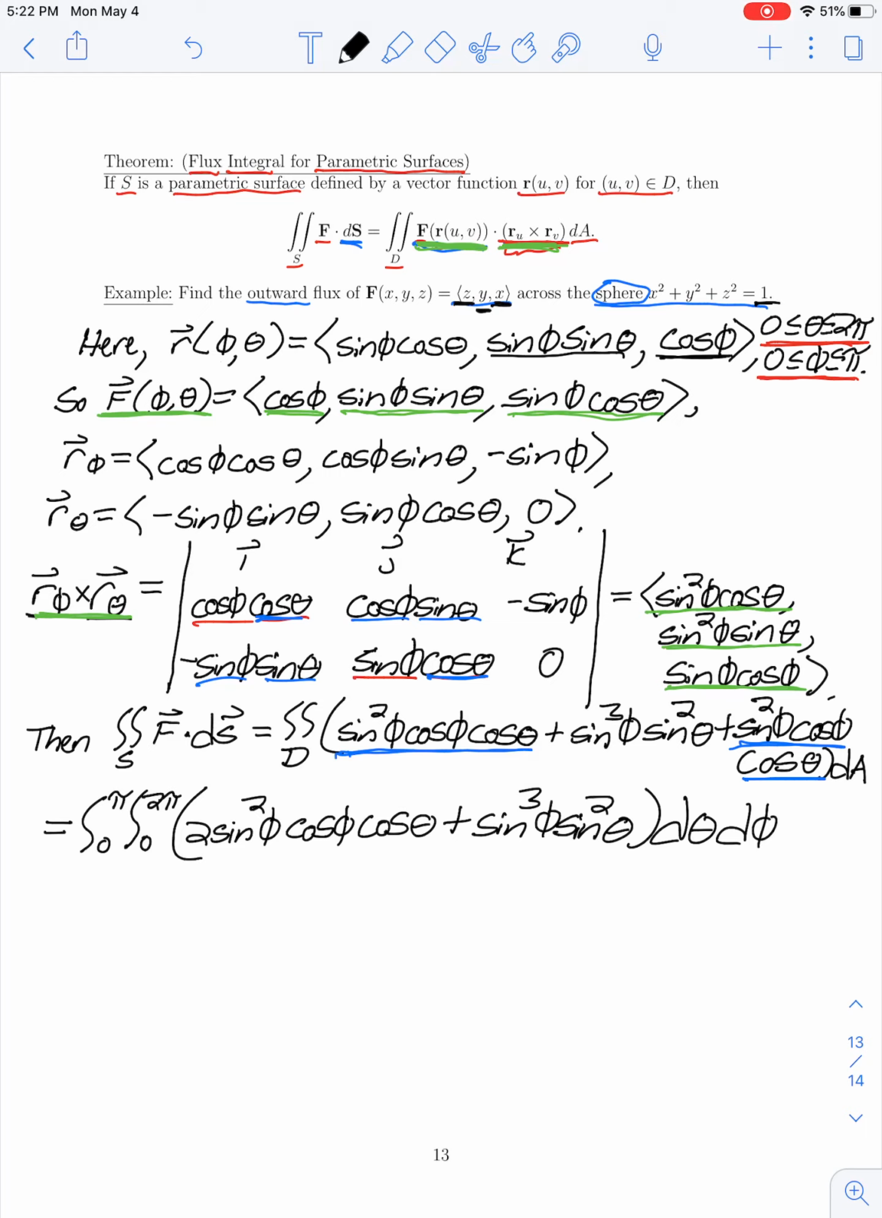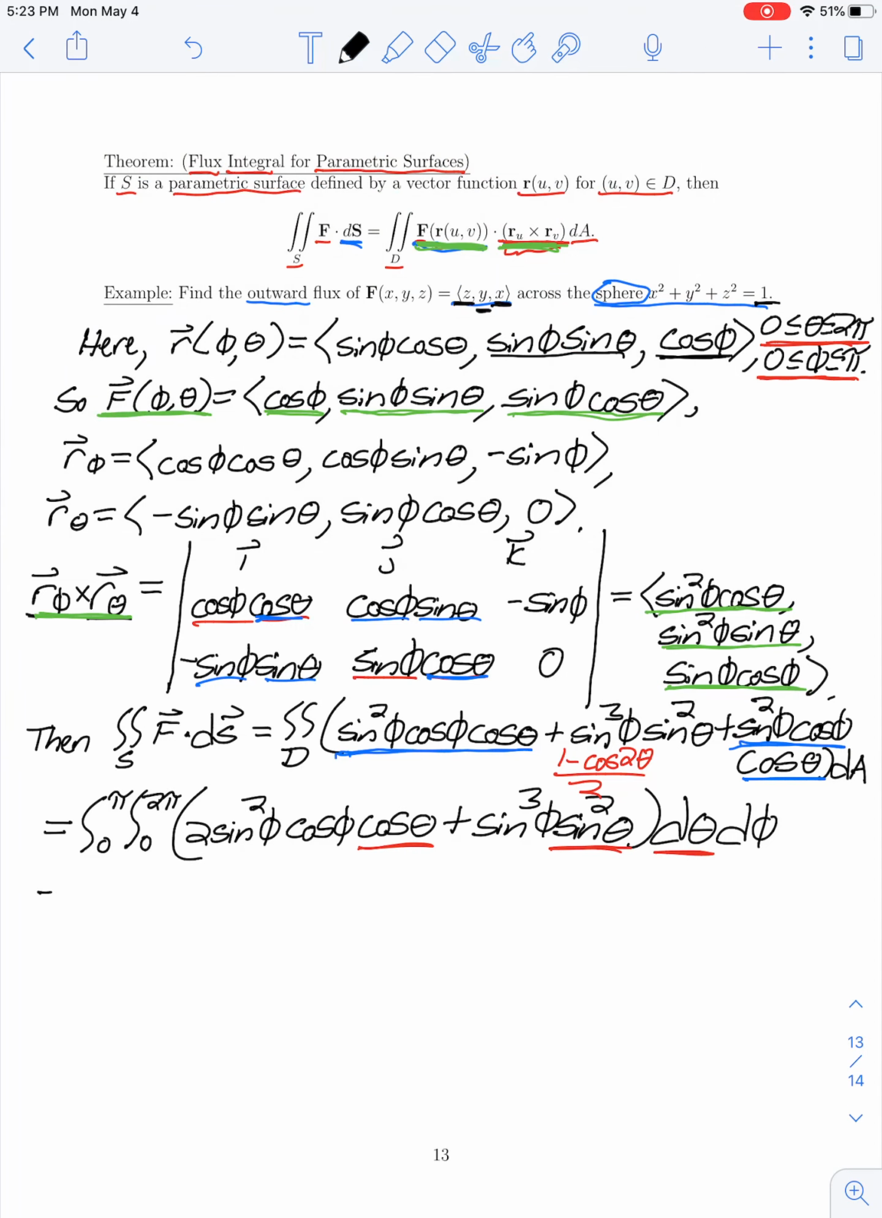So to evaluate this iterated integral, we're first integrating with respect to theta. This first term, which just involves a cosine of theta, is easy to evaluate. What's a little trickier here is the sine squared theta. So we've got to make use of the fact that sine squared is equal to 1 minus cosine of 2 theta all over 2.